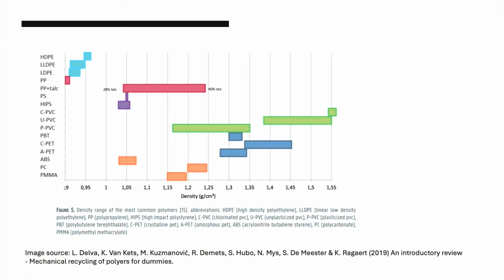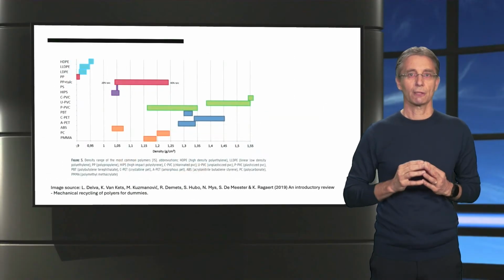However, the effectiveness of this method is limited by the fact that different polymers have density ranges that can overlap one another, as shown in this graph. Sink float separation of polymers with overlapping density ranges would require additional technology that makes the flotation process more precise.